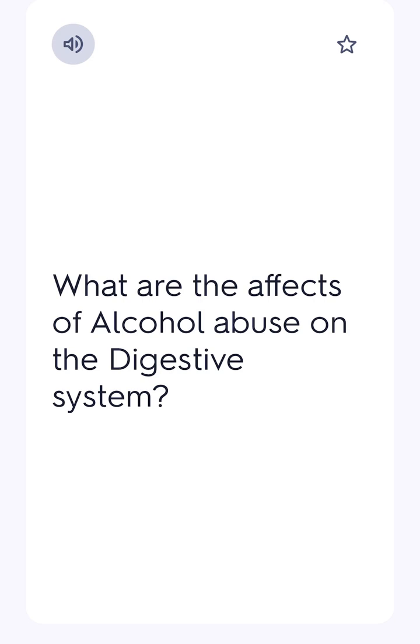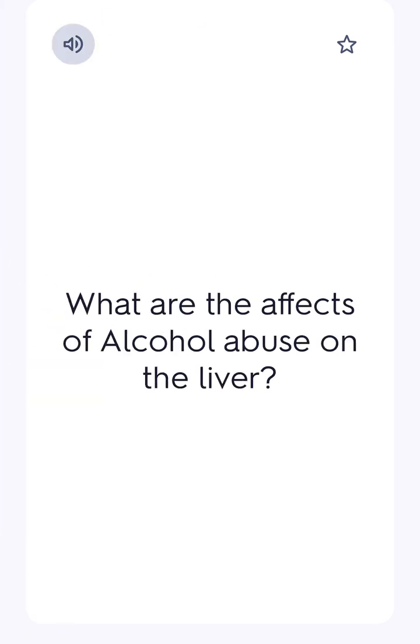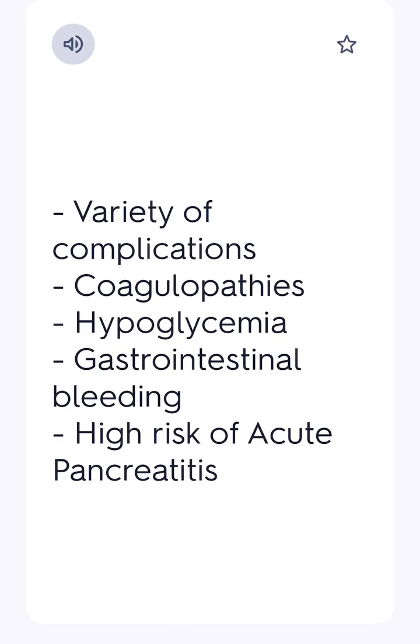What are the effects of alcohol abuse on the digestive system? Irritates tissue, damages stomach lining, gastritis. What are the effects of alcohol abuse on the liver? Variety of complications, coagulopathies, hypoglycemia, gastrointestinal bleeding, high risk of acute pancreatitis.